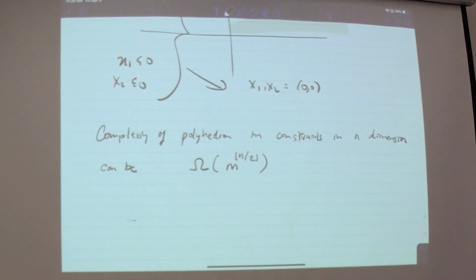It can actually be exponential. The object that is used to construct this is very clever. It's a little tricky, but it's very clever. You can look at that. So in general, it's quite bad. It's exponential in the dimension.